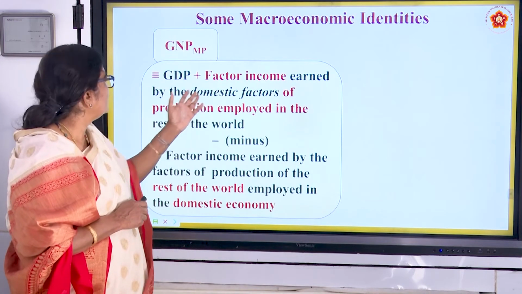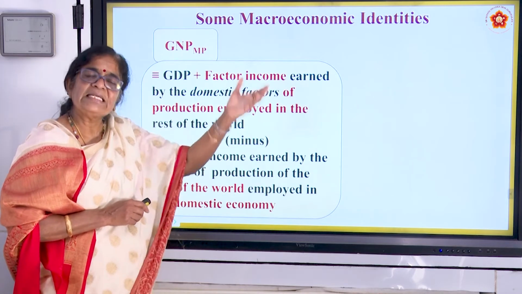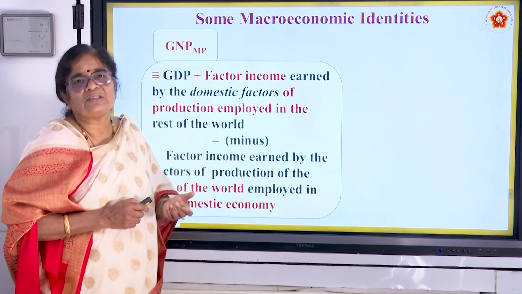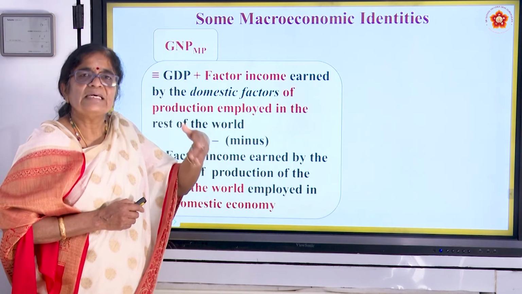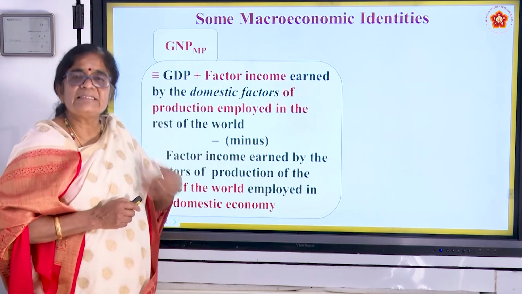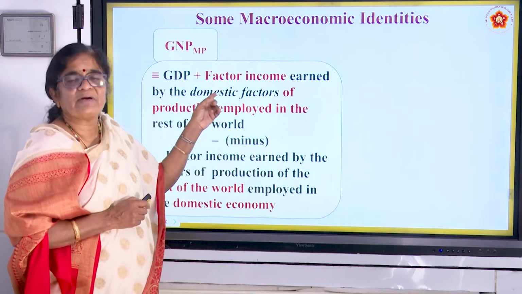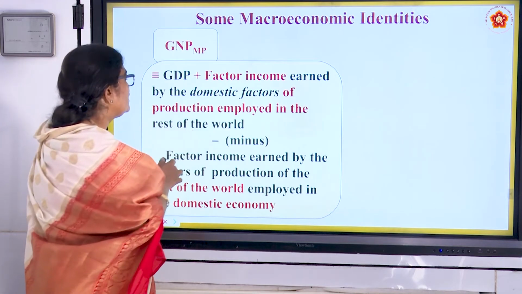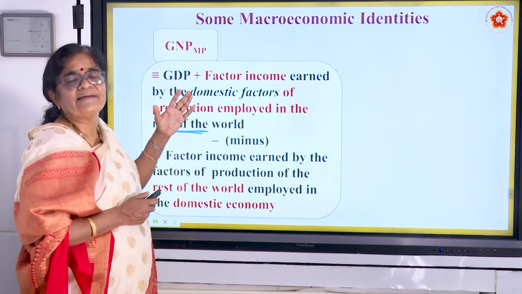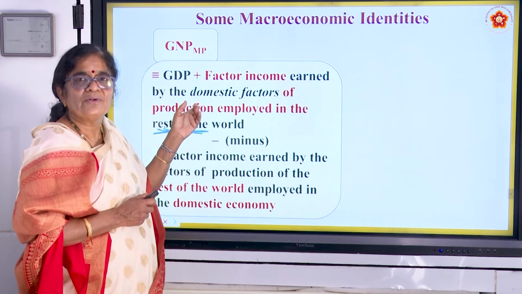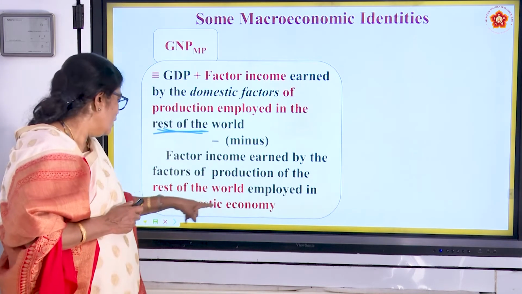For instance, factor income earned by the domestic factors. For instance, a citizen of India is working in Saudi Arabia as an accountant, a doctor or a nurse. She is a citizen of India, but she works in the rest of the world, in Saudi Arabia. Therefore, that income we have to add, because that income should come to India, minus factor income earned by the factors of production of the rest of the world employed in the domestic economy.